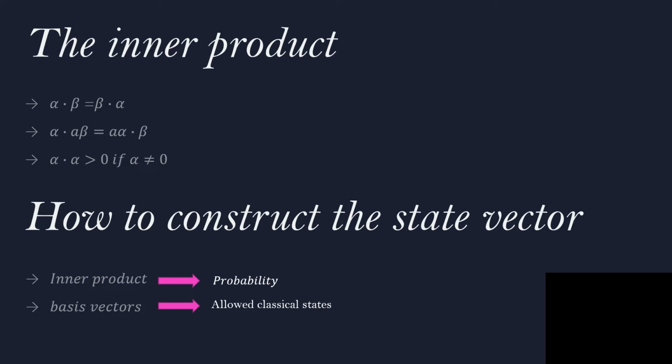So we have the vectors, which refer to the states of the system, and the inner product, which allows us to calculate probabilities of finding our system in a particular substate. So that's a kind of summary of the maths we'll be using.